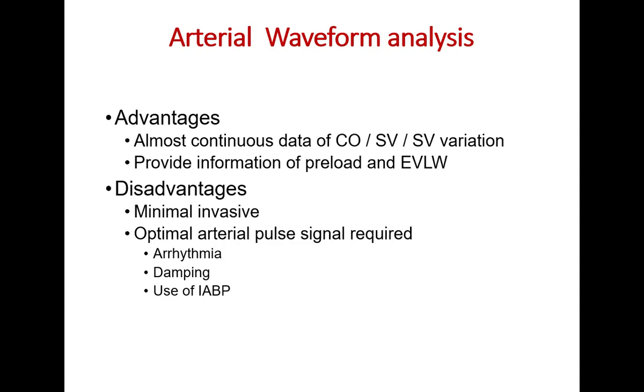And an optimal arterial pulse signal is absolutely essential. So obviously, with any form of arrhythmia, damping, or use of IABP, where the contour of the arterial waveform itself is totally distorted because of the diastolic augmentation, you can't use this arterial waveform analysis as a surrogate for cardiac output or stroke volume.